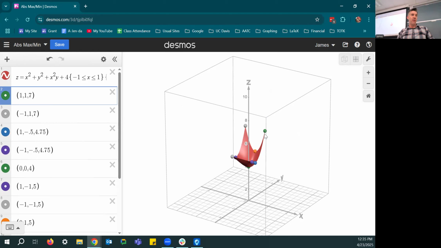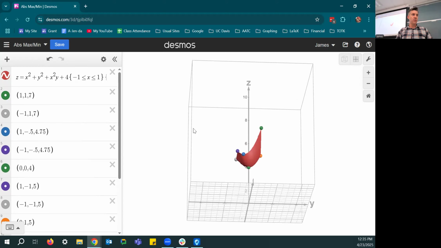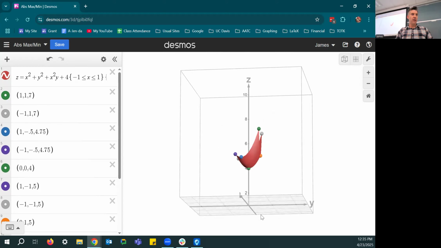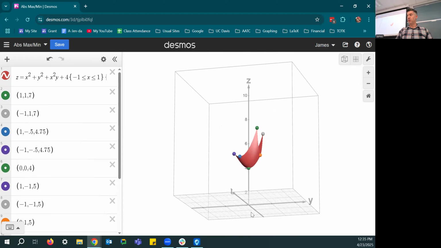But you have a maximum there and a maximum there, both with values of 7 and inputs of 1, 1 and negative 1, 1, just like we said. And then our minimum is down here at the origin. At the bottom there is a minimum sitting at 0, 0, 4.